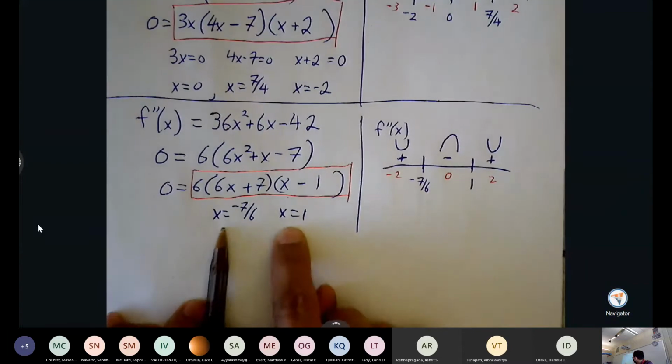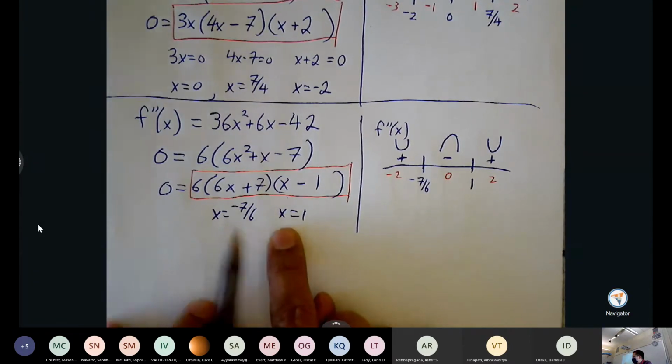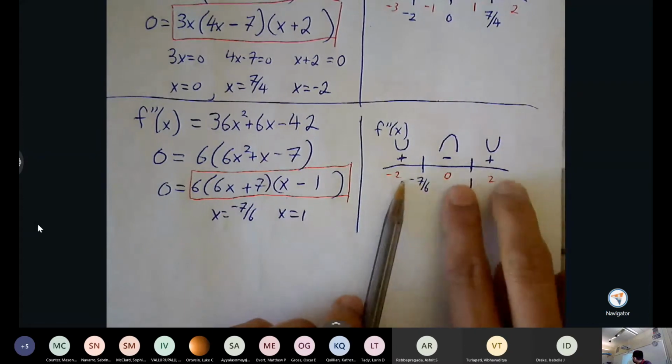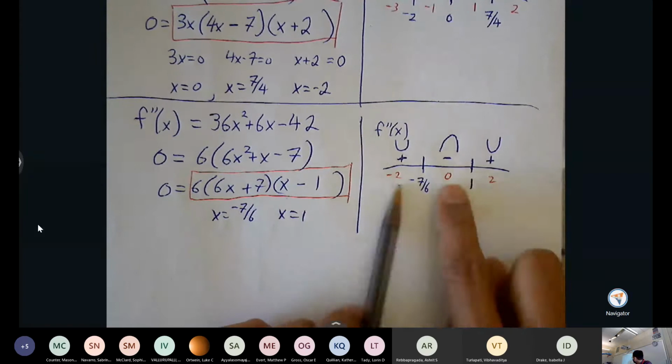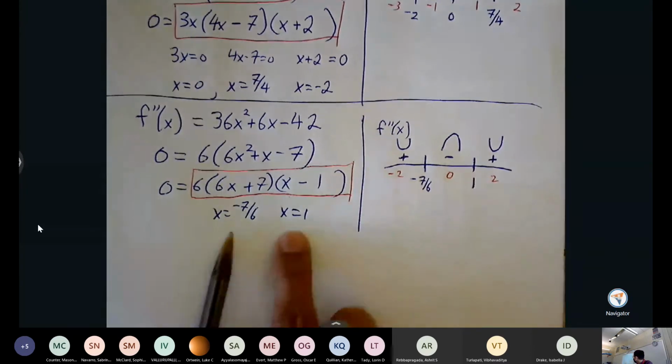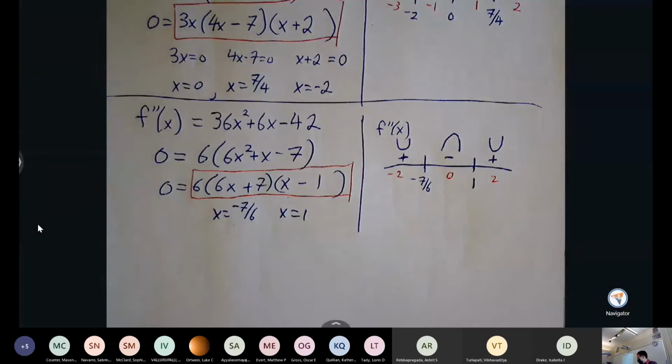Notice that at this stage, when you set the second derivative equal to 0 and you find your critical points, these are not yet confirmed points of inflection, right? In order to confirm a point of inflection, we got to force it to go through a sine line. We have to confirm a change in sign before we can call these points of inflection. But here we have 2 points of inflection.